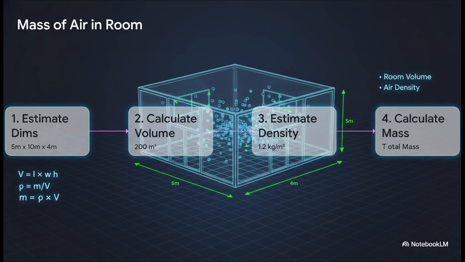First, we just estimate the size of the room. A normal classroom, maybe something like 5 meters by 10 meters with a 4-meter ceiling? Sounds about right. A quick calculation, and boom, that gives us a volume of 200 cubic meters. Now for step 3, we need something we might just know or can look up easily: the density of air. It's about 1.2 kilograms for every cubic meter. So we just multiply that density by the volume we just calculated, and we get our answer: 240 kilograms.